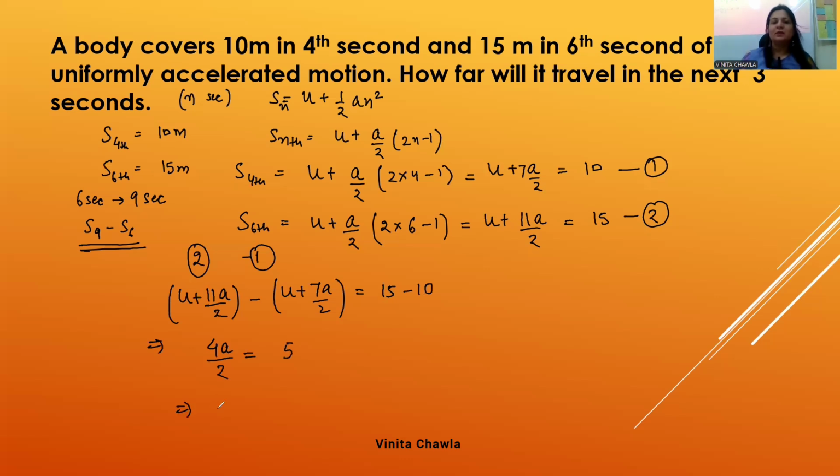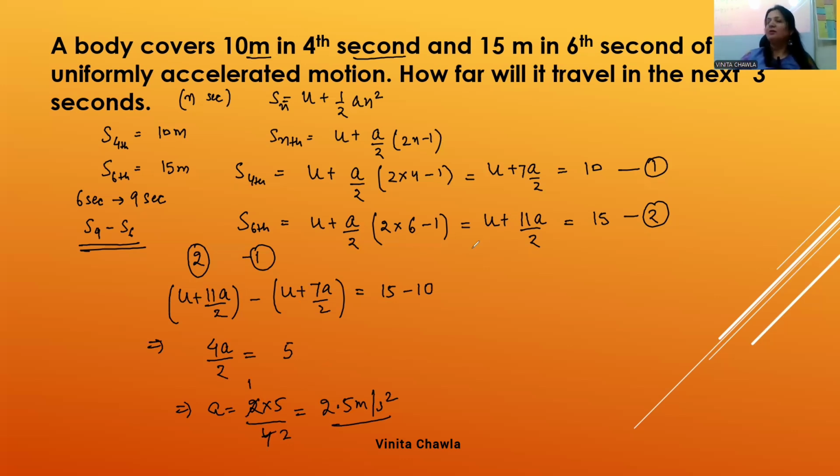So this implies a is equal to 2 into 5 by 4. 2 ones are 2, 2 twos are 4. Acceleration is 2.5 meter per second square. Because time is in seconds and distance is in meters, we write acceleration in meter per second square.